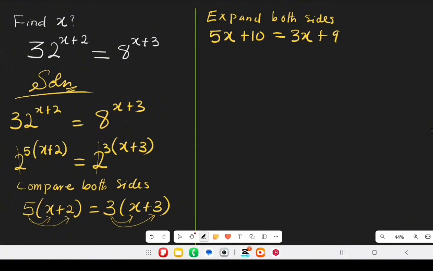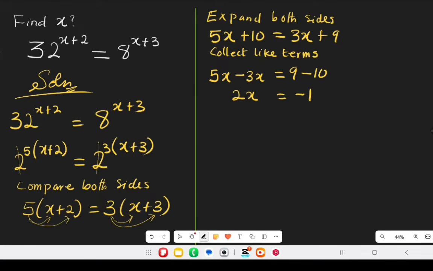Next step, we collect the like terms. When we collect like terms, meaning numbers to one side and the ones with variable x to one side. That is 5x plus 3x, crossing sign of equality becomes minus 3x, equal to 9 plus 10, crossing sign of equality becomes minus 10. 5x minus 3x gives us 2x, while 9 minus 10 gives us minus 1.